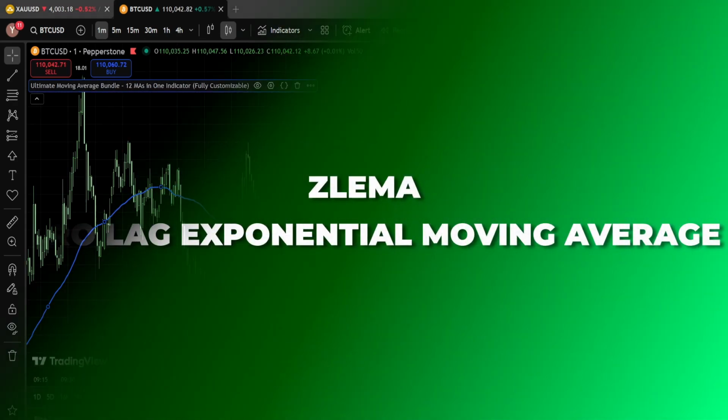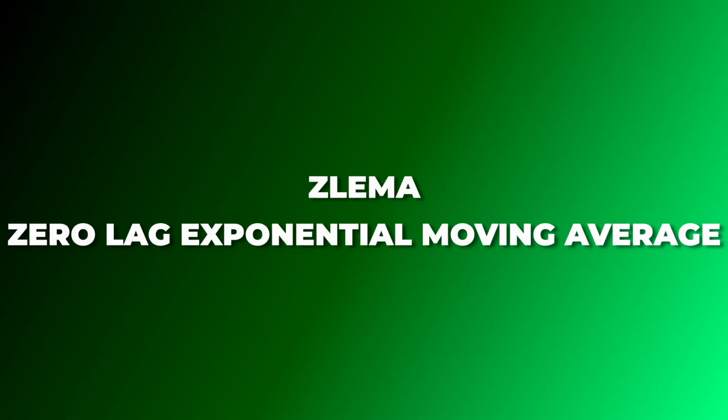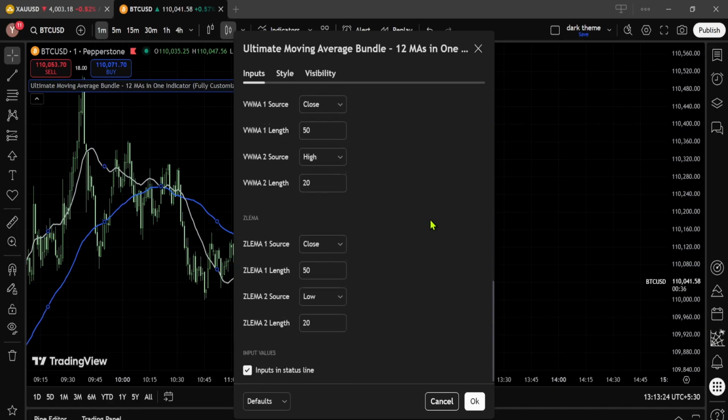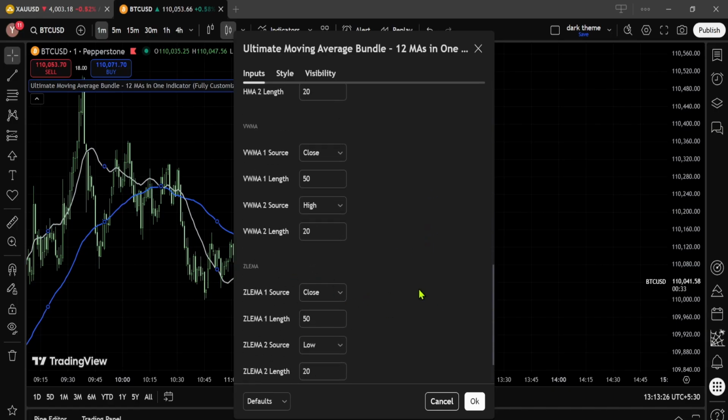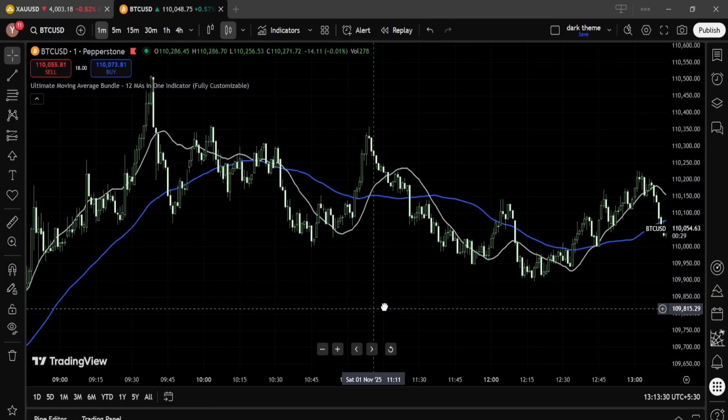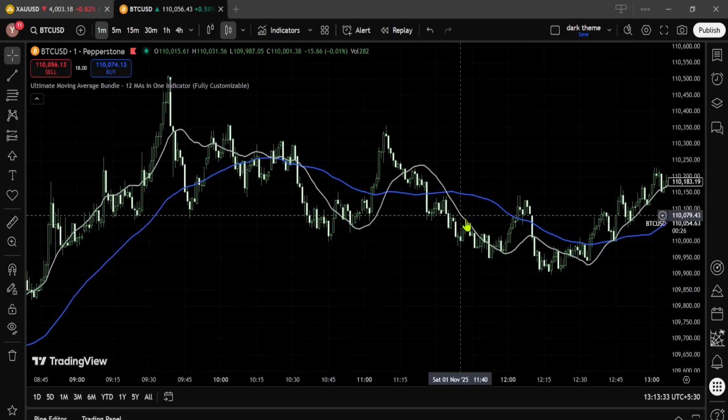And finally, ZLEMA, Zero Lag Exponential Moving Average. This one tries to eliminate lag completely. It's fast and highly reactive but still smooth. If you want early signals without the noise, ZLEMA can be incredibly powerful.